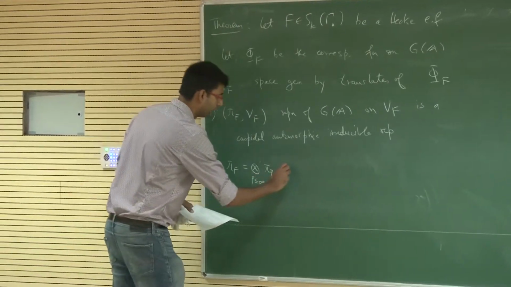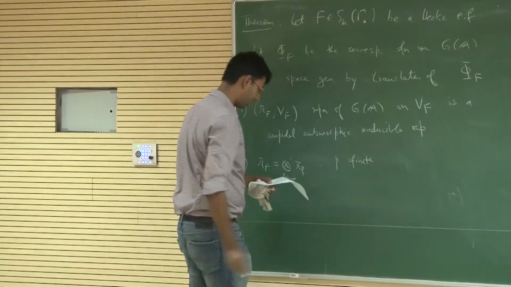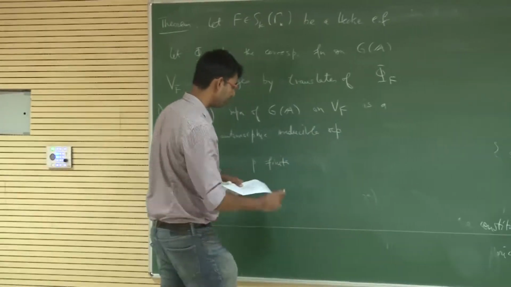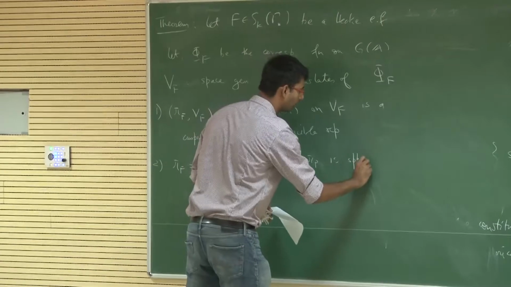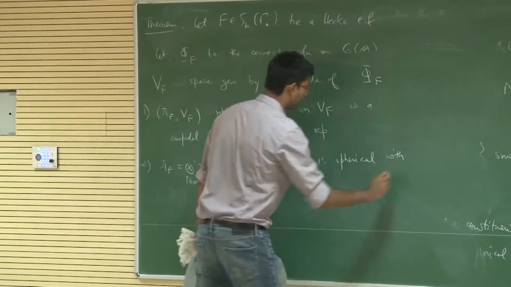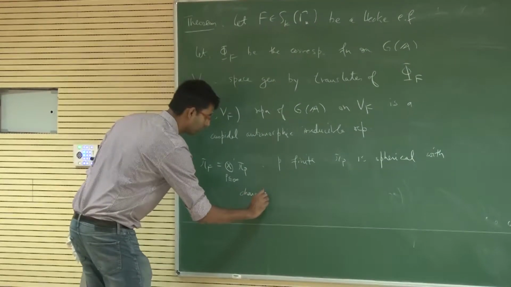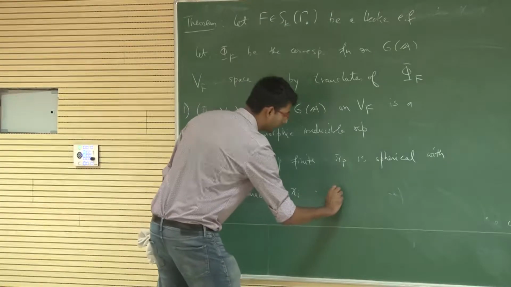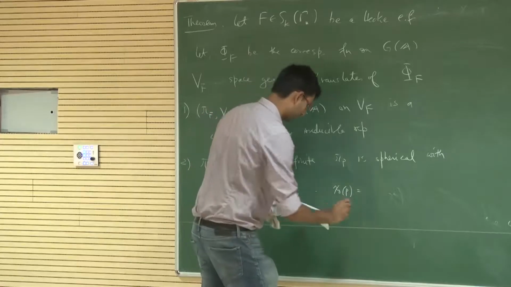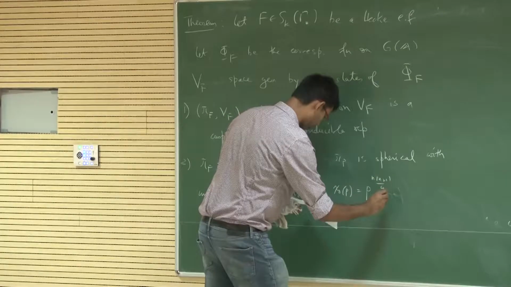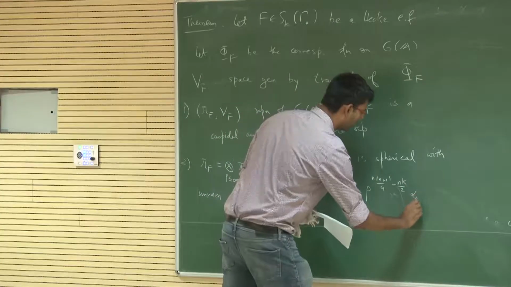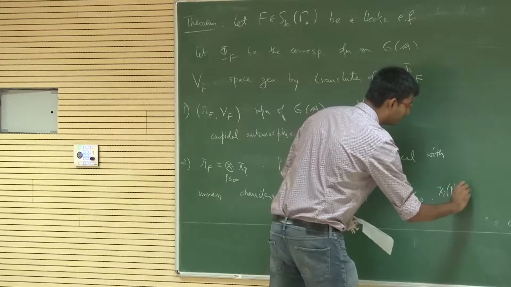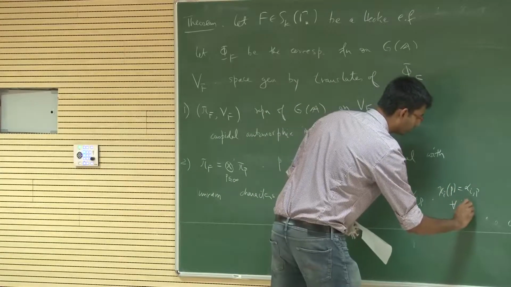So, if p is finite, then pi_p is spherical with unramified characters chi_i given by chi_0(p) = p^{n(n+1)/4 - nk/2} alpha_0(p), and chi_i(p) = alpha_i(p) for all i = 1 to n.